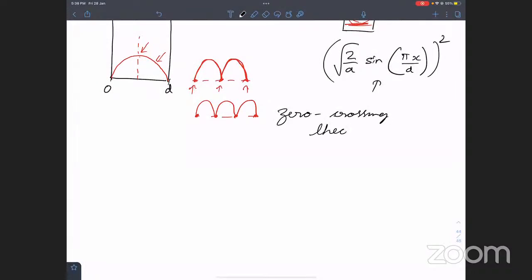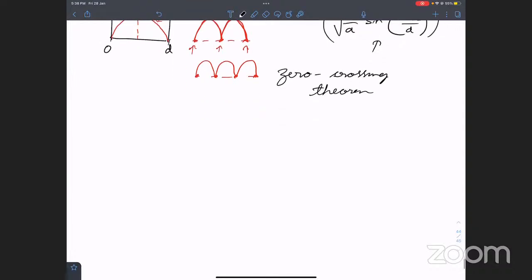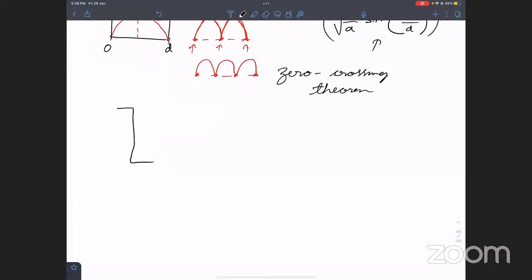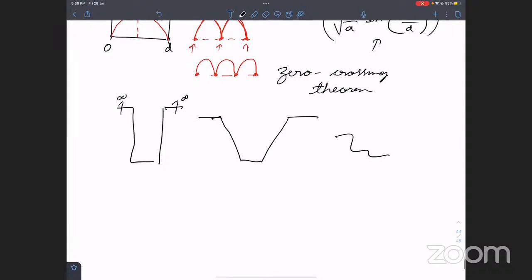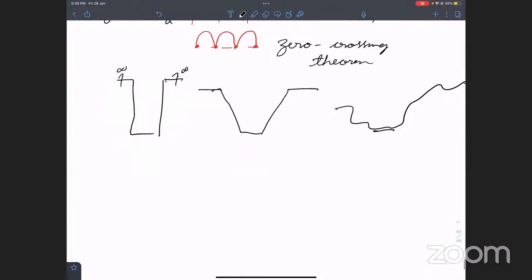Zero crossing theorem. The zero crossing theorem says that if you want to solve Schrödinger's equation in a potential well, right now we have taken this particular shape where this is going to infinity. But I could have a well that is doing something like that, or some very complicated well like this. It doesn't matter. It doesn't even have to go to infinity. What the zero crossing theorem tells me is something very powerful.